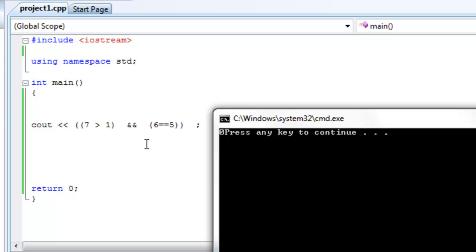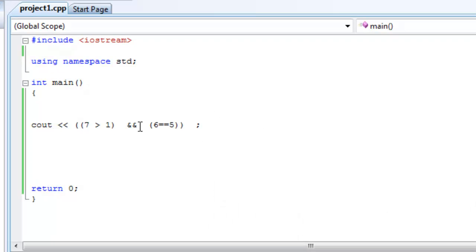Now, if this was true, of course, true and true would give us true. False and false would obviously give us false. And true and false would give us false. False and true would give us false. Okay, anyways, what about the OR gate, or the OR operator? And the OR gate you get by hitting shift and the backslash above the enter button, right? So two of those, and that's the OR gate.